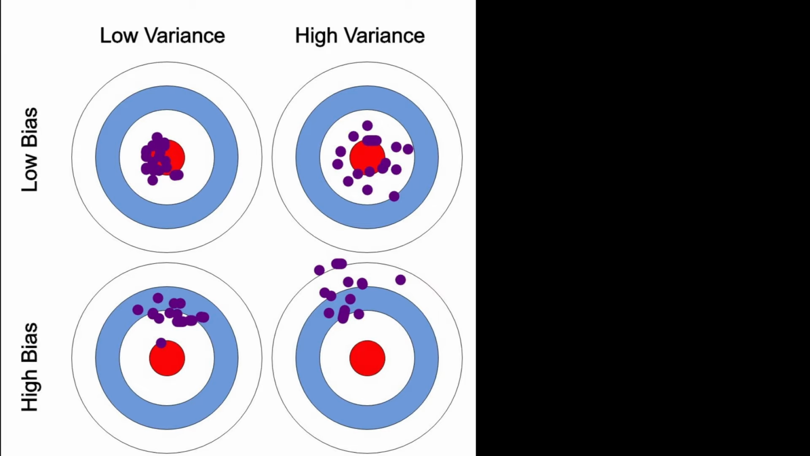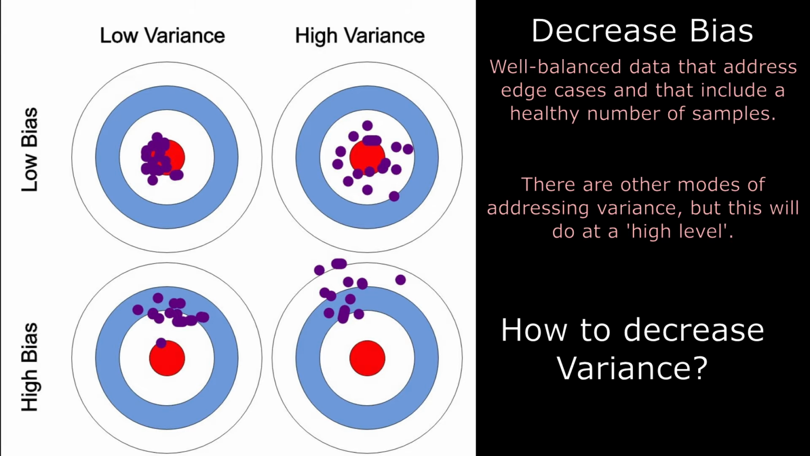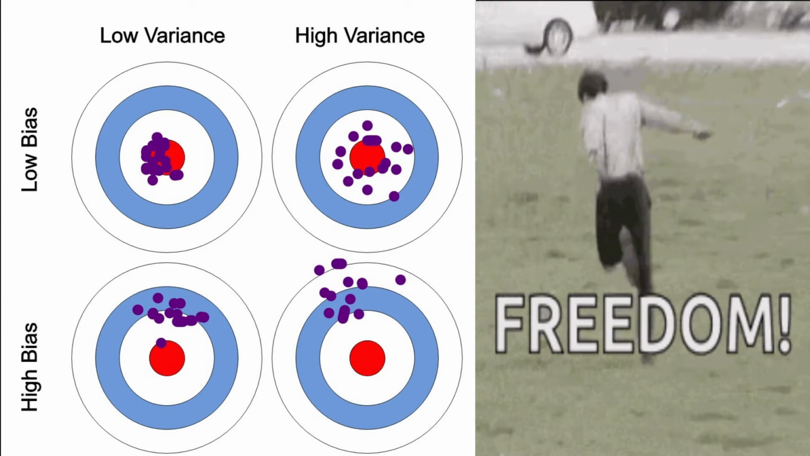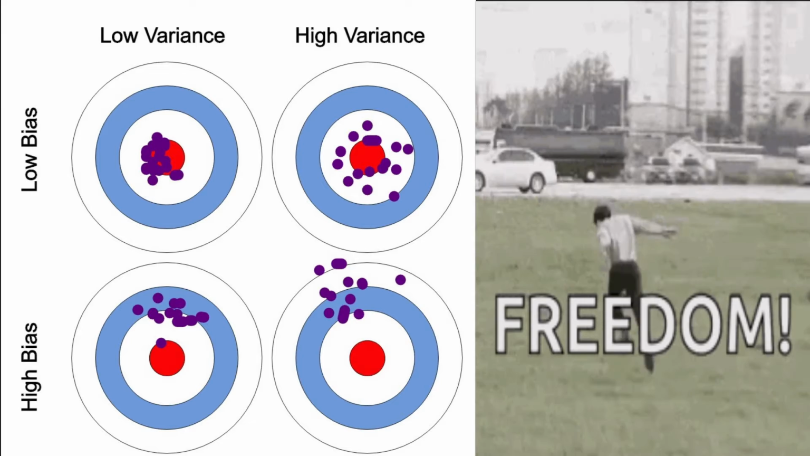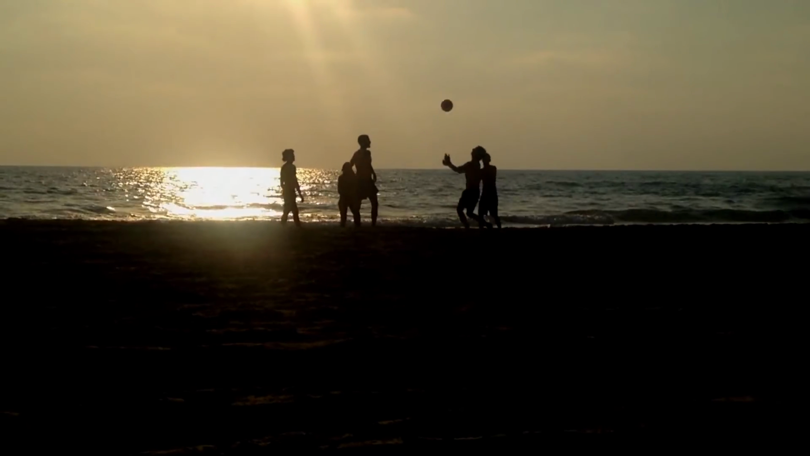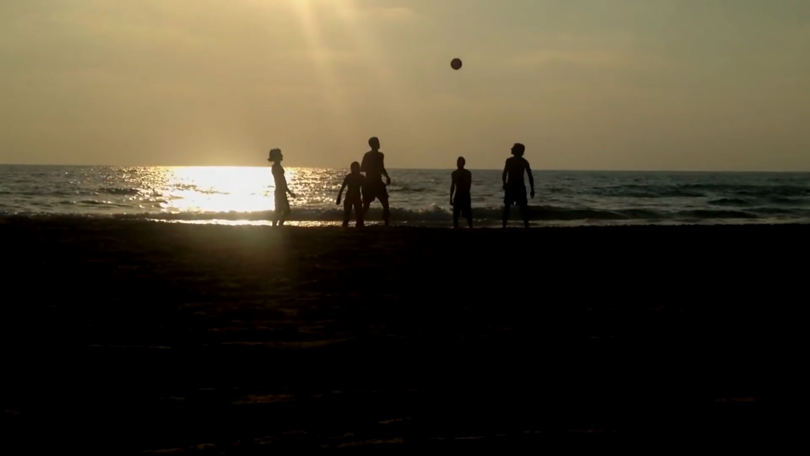This is how you can visualize the variance and bias. Often, we can potentially decrease bias by having a well-balanced dataset and addressing edge cases and underrepresented categories. We can decrease variance by decreasing the degrees of freedom. You can think of the degrees of freedom as the number of features within the given model. Less complex models have fewer features, and fewer features are always better than redundant features for a given model.